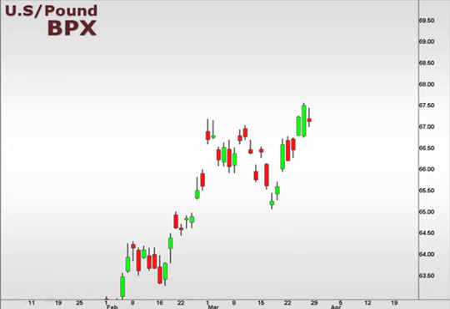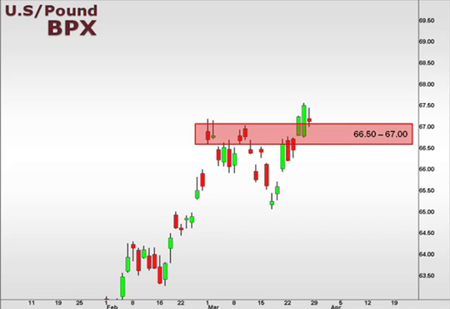Well, the U.S. dollar also inched higher against the British pound, and at this point we can see here that the pair is holding a support level above 66.5, 67. Now, as long as we see the pair consolidate within this range, we are open to the possibility of an extended move higher, which would have us targeting the 68, 69 box.